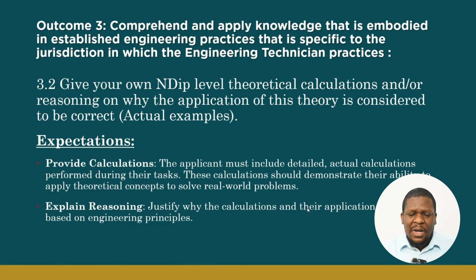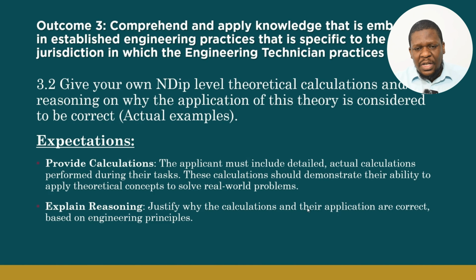Now, in terms of outcome 3.2, give your National Diploma theory, National Diploma calculation and reasoning why the application of the theory is considered. What is expected of you here? Provide calculations. The applicant must include detailed actual calculations performed. These calculations should demonstrate their ability to apply theory to real-world problems. You need to explain your reasoning, and justify why the calculation and that approach were correct based on engineering practice.